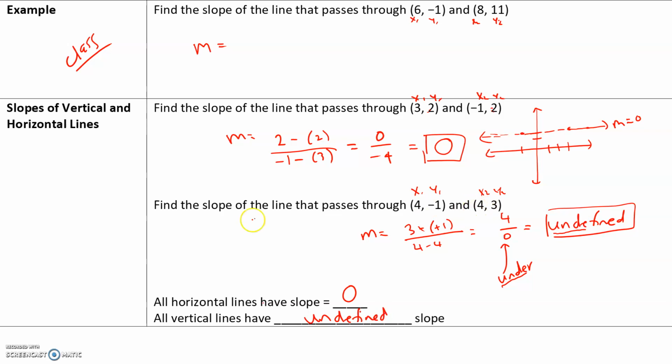If you were to plot the points, we have 4, -1, and 4, 3. So this is a vertical line, and the reason it's vertical is because the x's are constant at 4. So when we do our x2 minus x1 in the denominator, we'll always get a 0, no matter which points we pick. So all horizontal lines have a 0 slope. All vertical lines have an undefined slope.